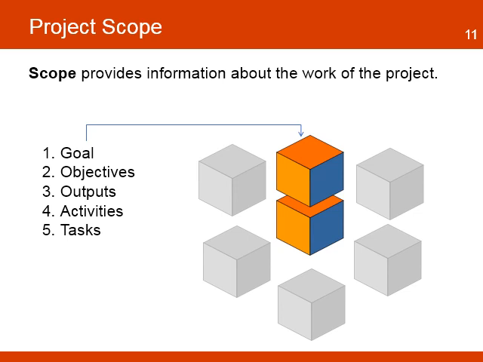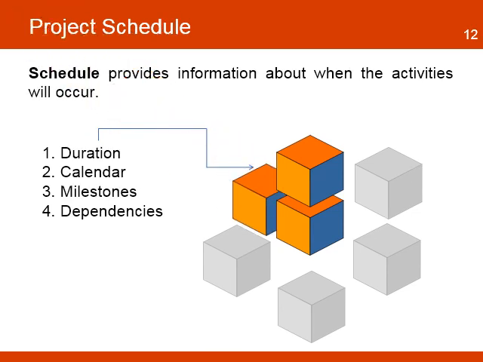The third component is the schedule, which provides information on the time the activities will occur. This module registers information about the start, duration, and end of all project activities. It shows information in the form of calendars or Gantt charts, identifying milestones and dependencies within activities or even other projects.